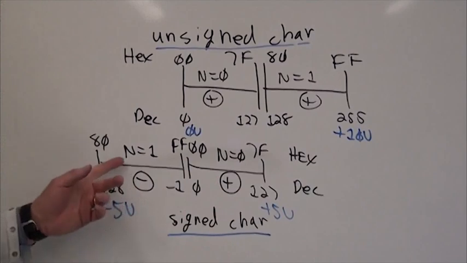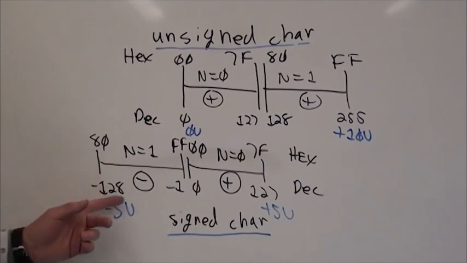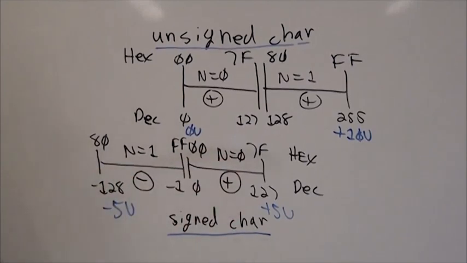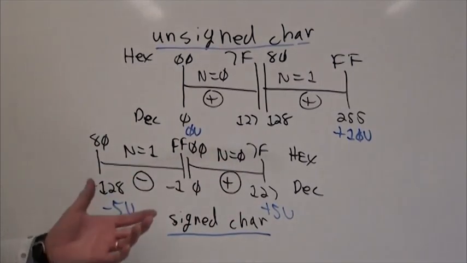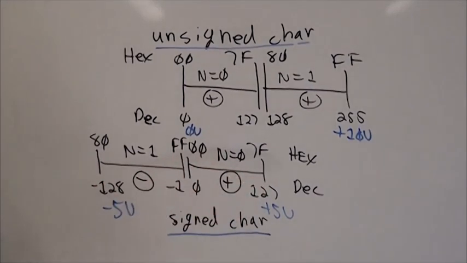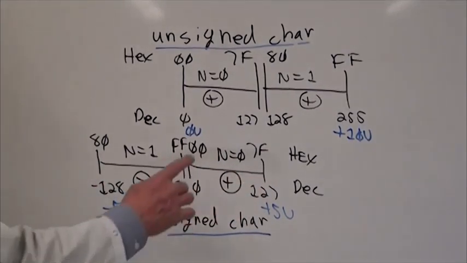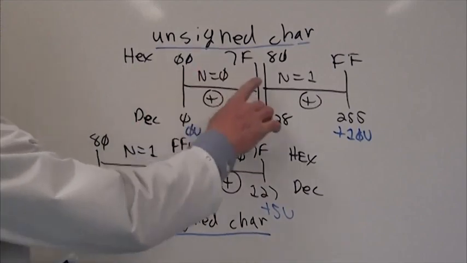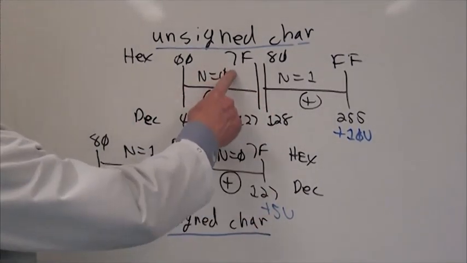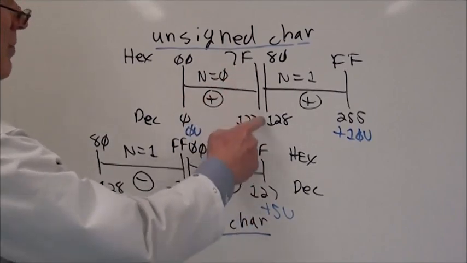And what you find here is if the MSB is 1, these numbers are considered negative. If the MSB or N is 0, they're considered positive. So in the case of signed char, N, or the most significant bit, divides the numbers into 2 equal halves. Notice that these numbers here from 0 to 7F are the same as these signed numbers 0 to 7F. So 7 times 16 plus 15 is still 127.